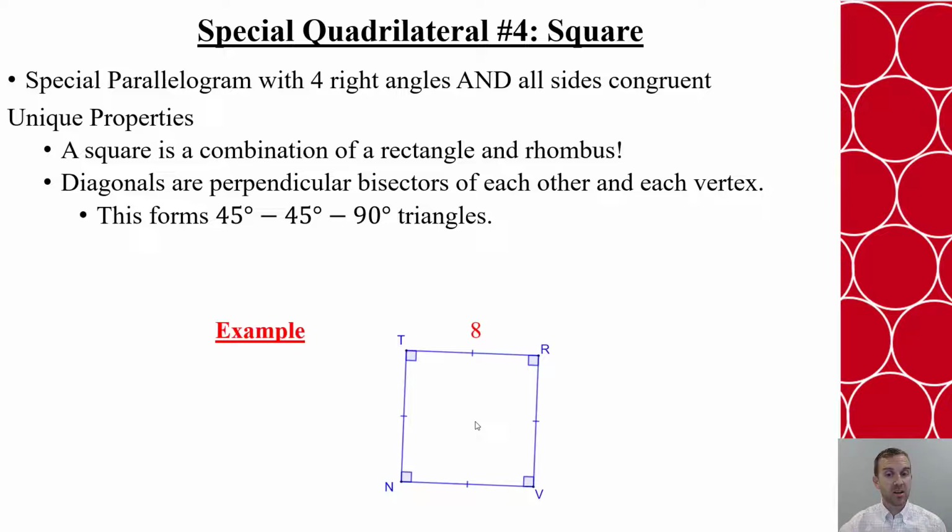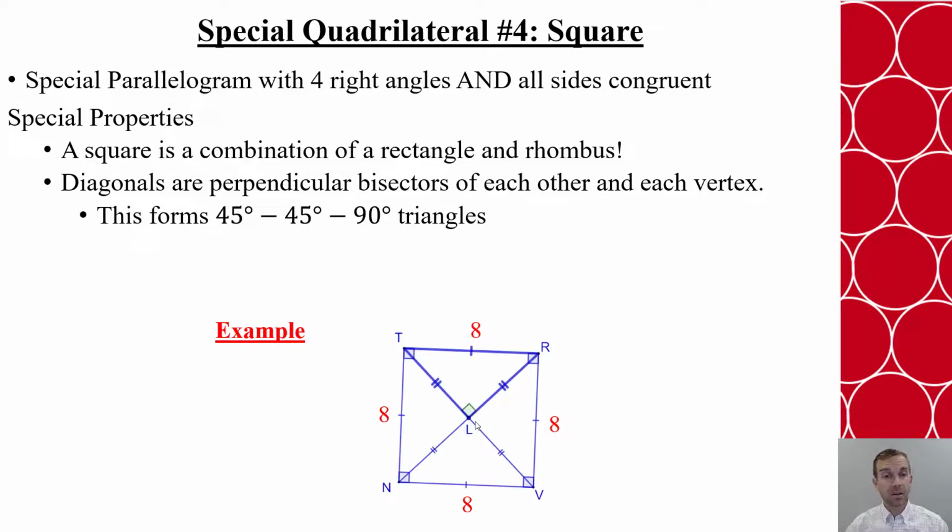So if I know that TR was 8, I would know that the other 3 sides would also have to be 8 units. And if I drew in the diagonals, I wouldn't need to know any other information because the diagonals are congruent to one another and they are perpendicular to one another. Thus, I know that if I'm trying to find TL or LR, they are the same measure.